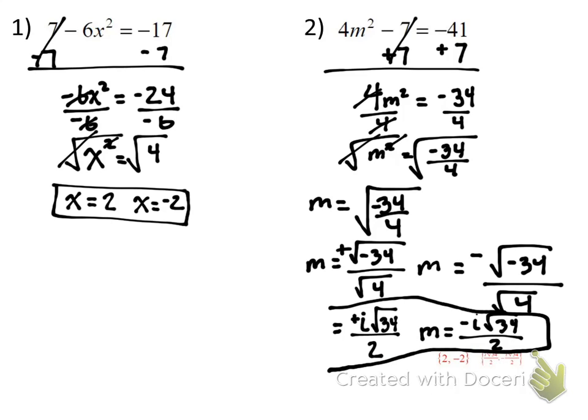Are there any questions on these two problems? 34. These are all 34s, yeah. Sorry. Okay, so number 2, two answers: positive i rad 34 over 2 and negative i rad 34 over 2. So the first one's the easier one. The second one's a little harder because you're dealing with imaginary numbers.